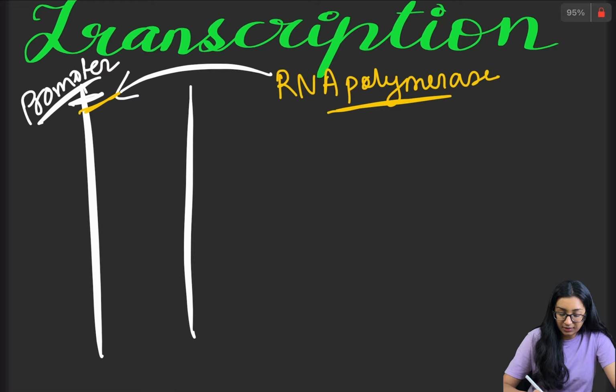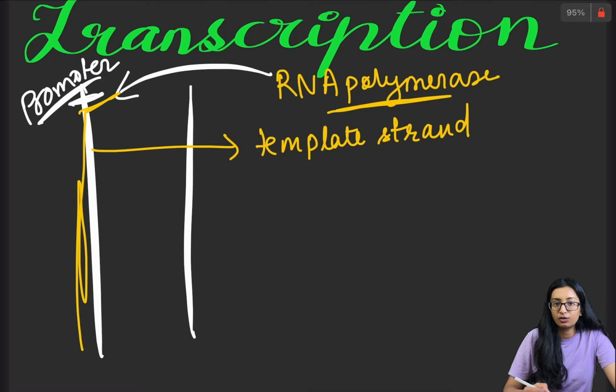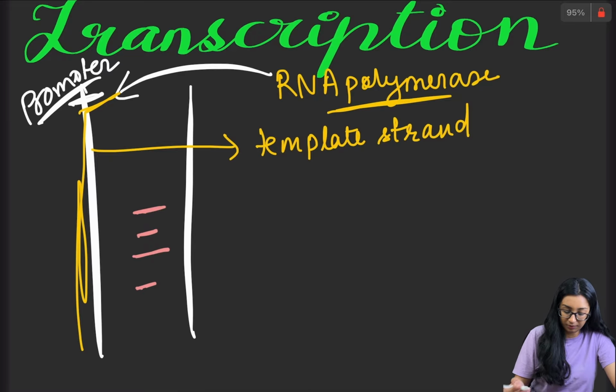This RNA polymerase will unwind everything here and separate the two strands of the DNA. Whichever strand it is binding to will be termed the template strand. Now, while it is separating the two DNA strands, it will add the ATP, GTP or activated RNA nucleotides, which already have two phosphoric bonds. These two phosphoric bonds will release the energy and temporary hydrogen bonds will be made.